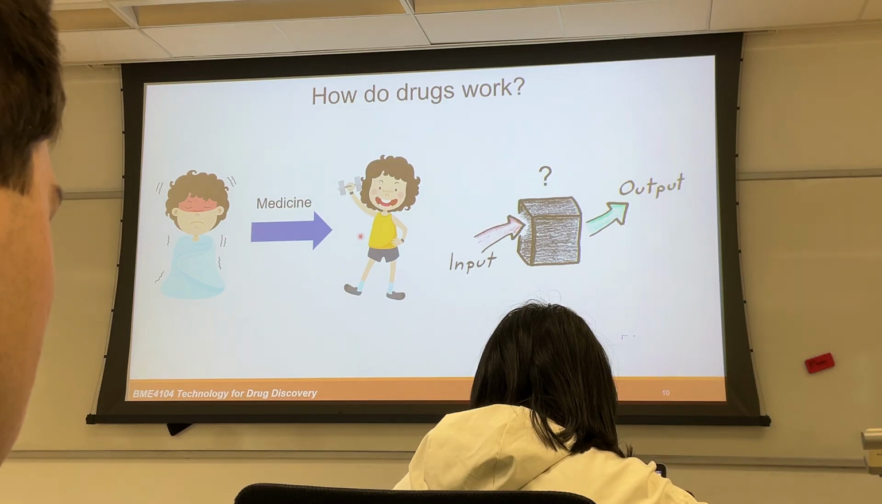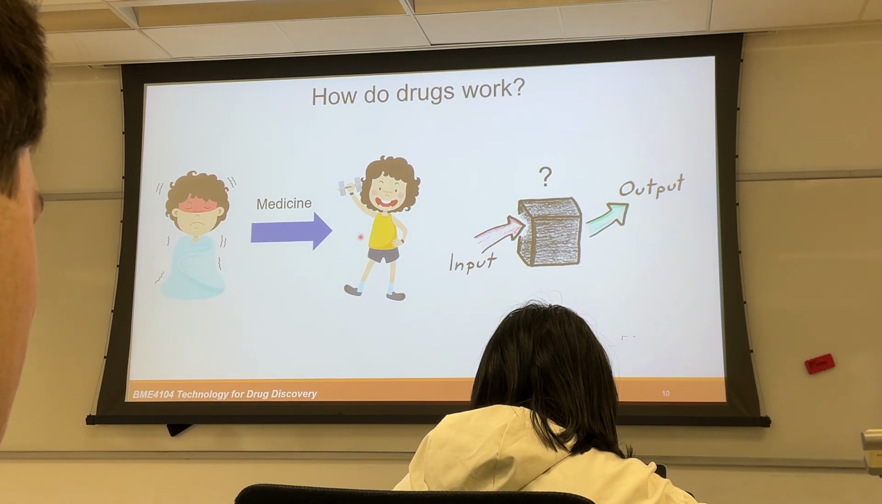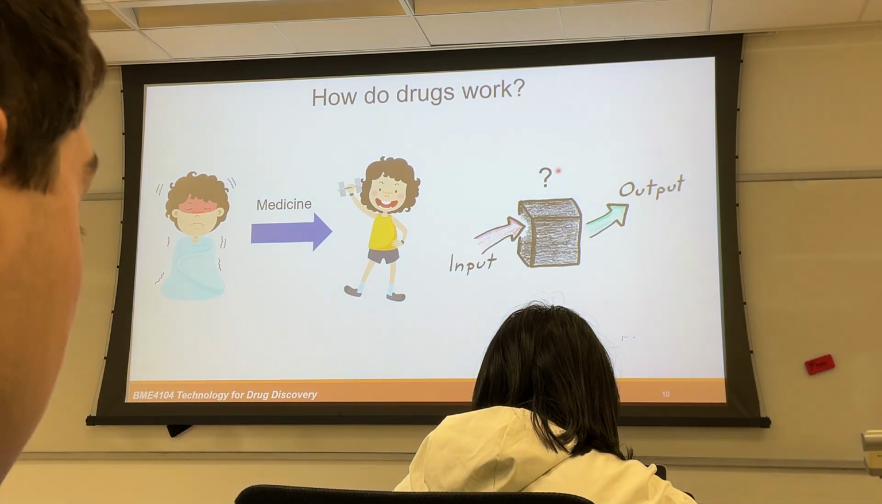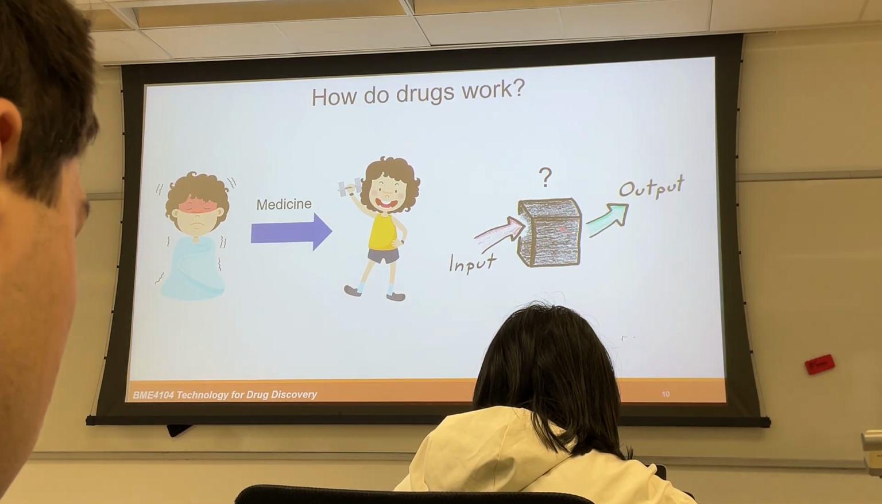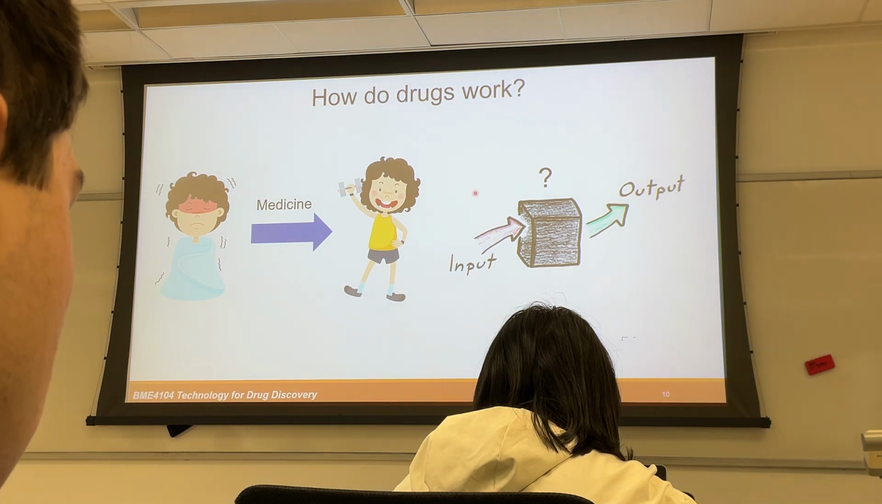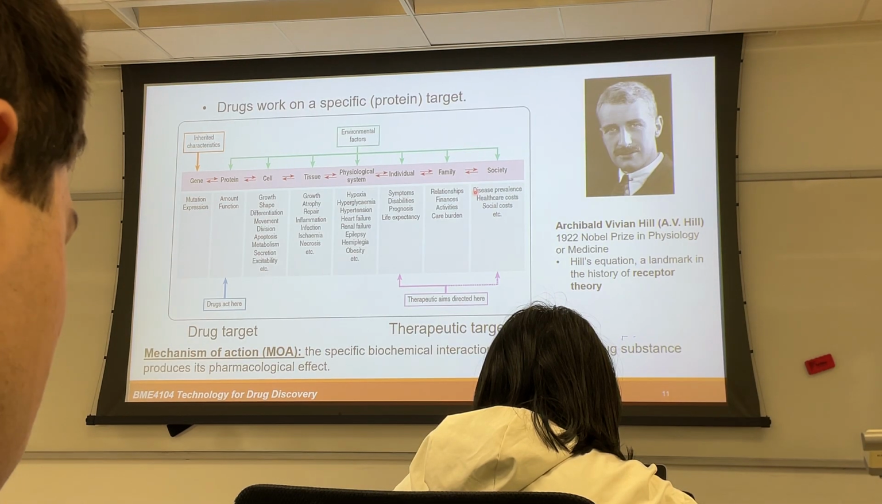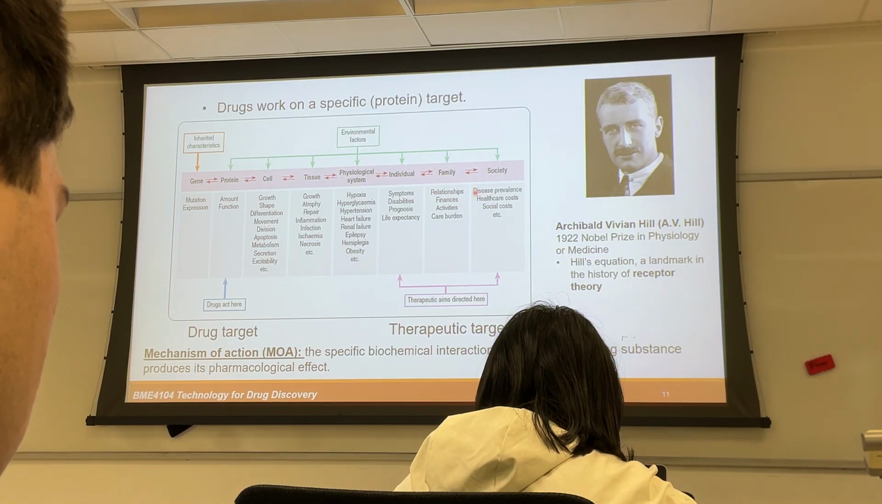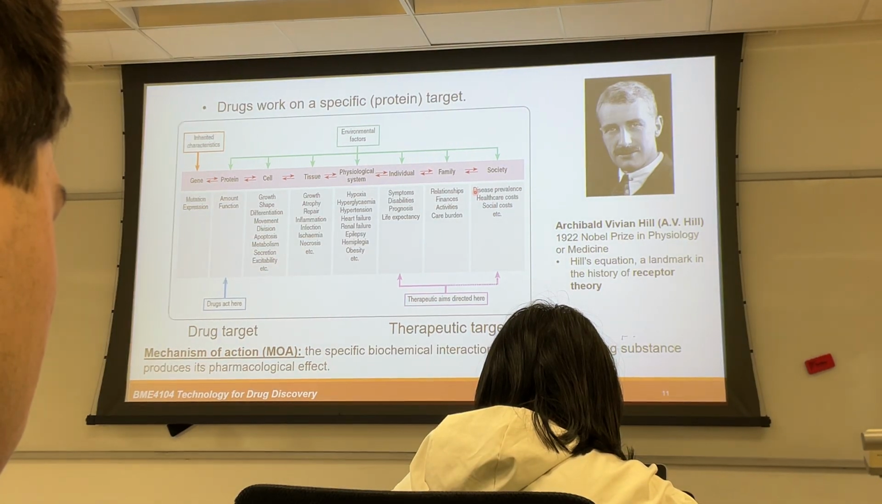Then the next very important question we want to ask is, how do drugs work? We know that when we're sick and we take some specific medicine, we get better, but actually there is a very complicated process in between. It's like a black box. How exactly can those medicines achieve this goal? People have wondered for hundreds of years. Until the recent 100 years, people didn't really know how drugs work.